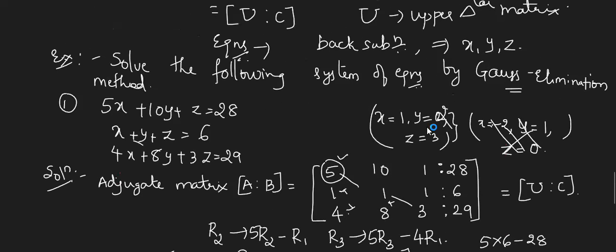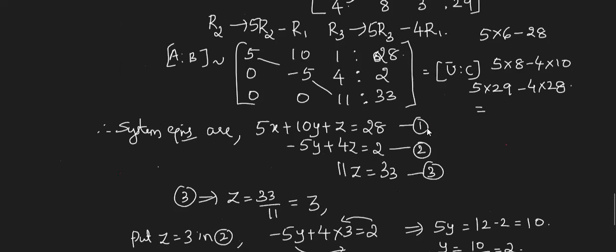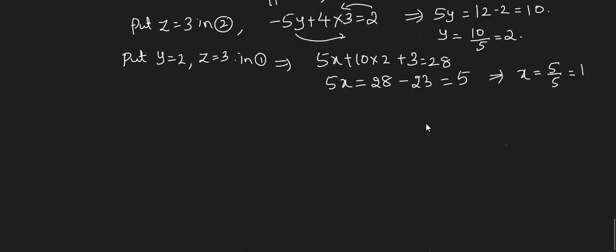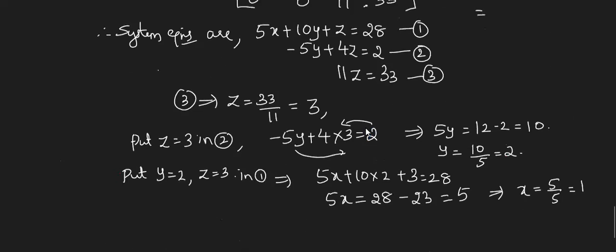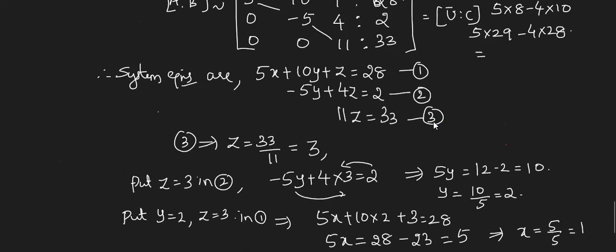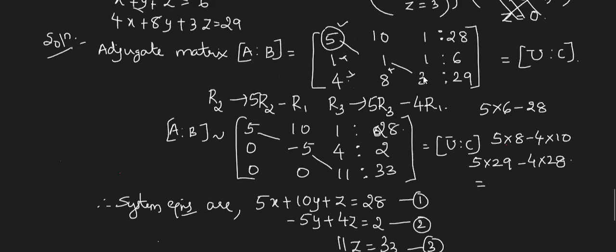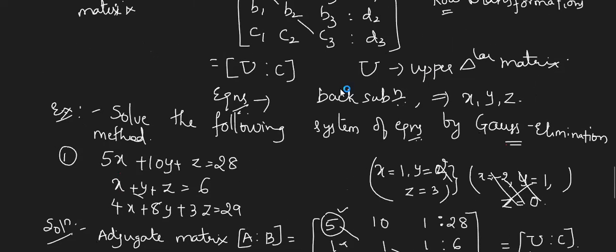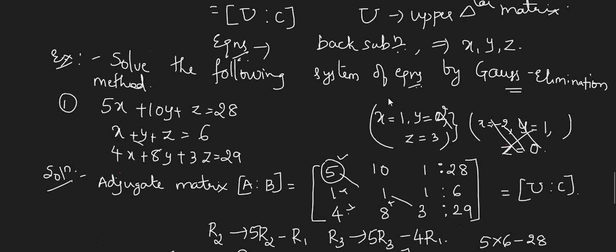Just see, this is from the calculator, and this is what we have done by the method. Is the method clear? See in which way we have gone. From first we used the third, then we used the second, then we used the first. In which way? Backwards, right? That's why it is called back substitution. Understood the part now? Very, very simple method.